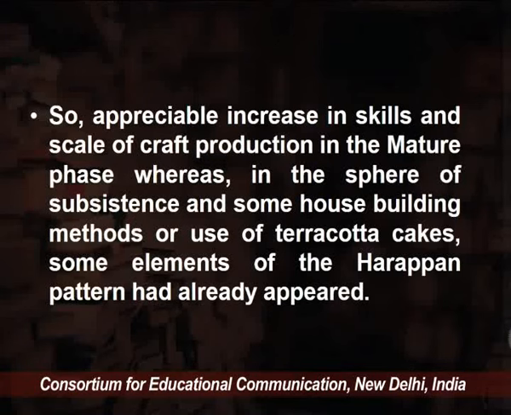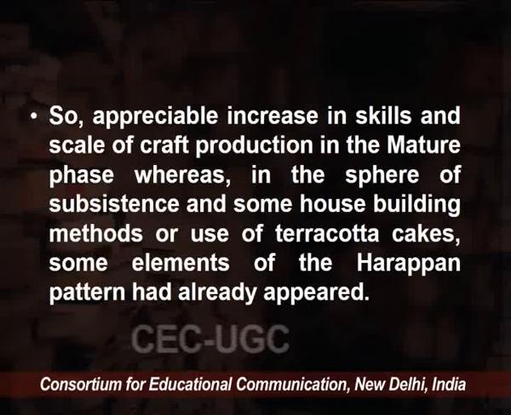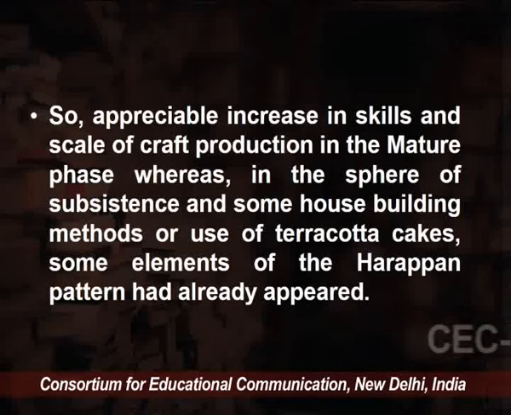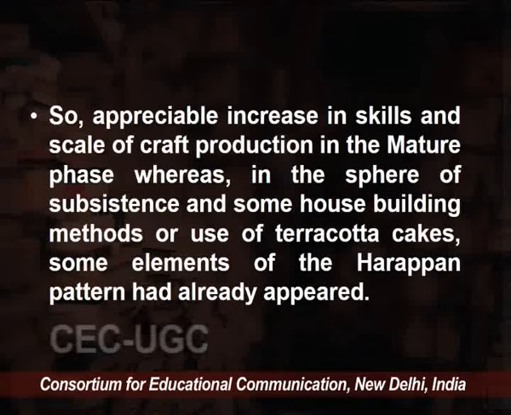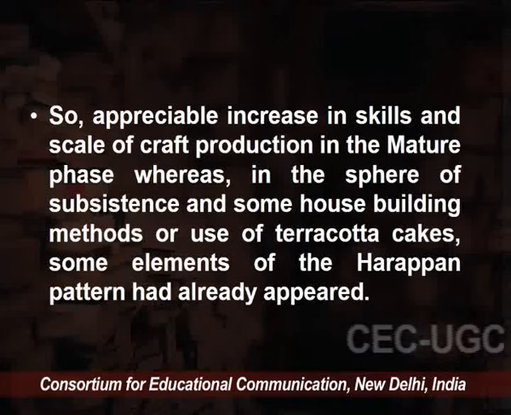Similarly, the appreciable increase in the skills and scale of craft production in the mature phase is so evident, whereas in the sphere of subsistence and some house building methods or use of terracotta cakes, some elements of the Harappan pattern had already appeared. So, what does it mean? It means that if you look at the subsistence base, the house building pattern, or the way terracotta cakes were used as bricks, sun-dried bricks to make houses, which are so characteristic of buildings even in the mature phase, although they were invariably fired terracotta cakes serving as bricks in the mature phase, nevertheless they are very much anticipated in the earlier period. Whereas if you look at the skill and scale of craft production in the mature phase, not everything is foreseen in the pre-existing Neolithic cultures.